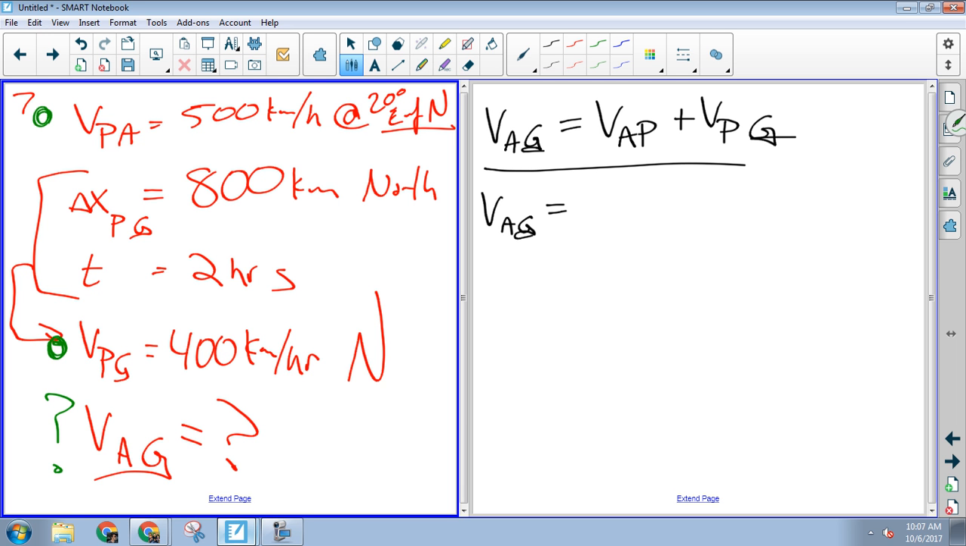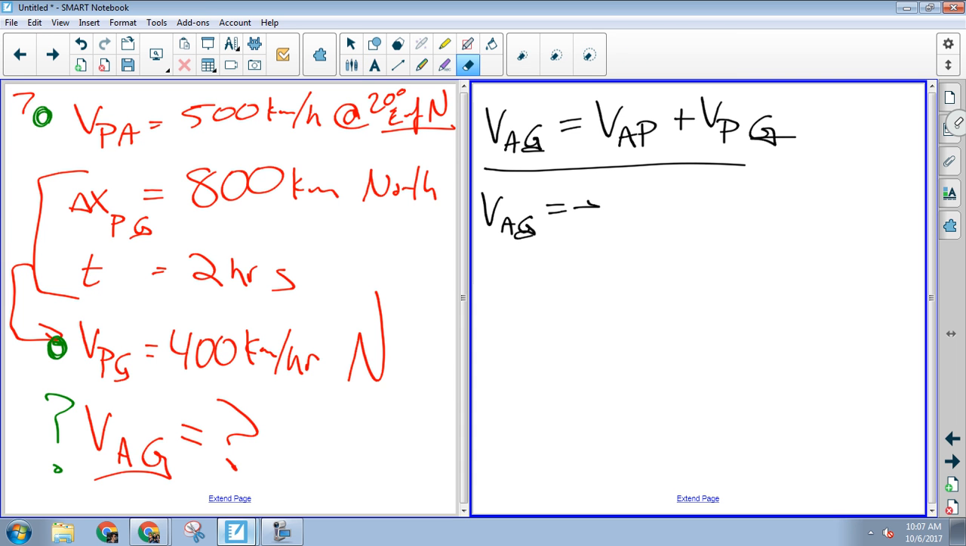So look, I don't know the velocity of A relative to P, but I do know the velocity of P relative to A. Oh, well, that's negative. Oops. So that's negative VPA, right? Plus, do I know the velocity of P relative to G? Oh, right on. I know that. Cool? Okay. Any questions?